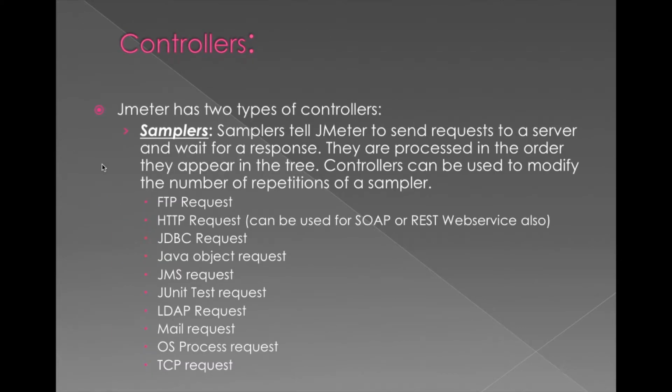The basic controllers of JMeter are of two types. First is samplers and second is logic controllers. Samplers are the ones which send requests to your server and wait for the response. Whatever requests you have to send, you have to add a sampler for that. These samplers are basically your protocol supporters which actually support your protocol. If you have to send an FTP request, you have to add an FTP request sampler. If you have to send an HTTP request, you have to add an HTTP sampler, and so on. If JDBC, then JDBC. If Java, then Java sampler. If JMS, then you have to add a JMS sampler, etc.